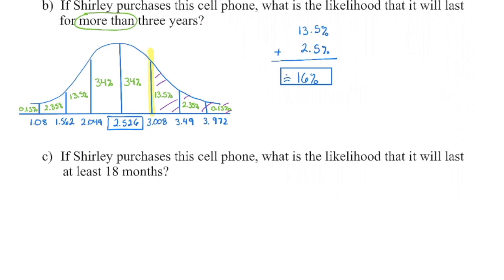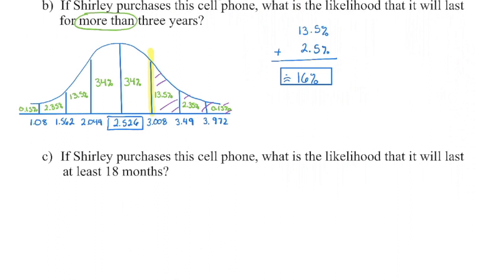Now, in this case, we're looking for what is the chance that Shirley's phone is going to last more than 3 years. So this is the closest deviation we have to 3 years. If I want to last over that, I'm looking at these 3 sections on the graph. I know these two together add up to 2.5. So I'm going to add that to 13.5. And there is about a 16% chance that her phone will last over 3 years.